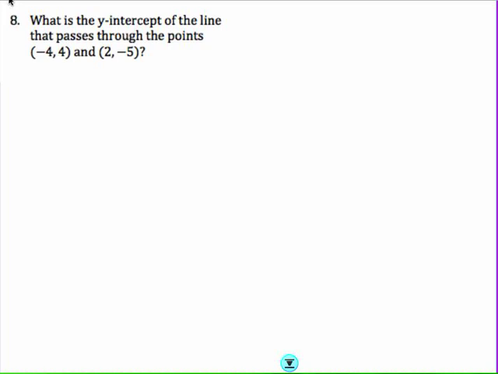Number 8, what is the y-intercept of the line that passes through these points? So what I did first is I found the slope of the line that passes through those 2 points, which is y2 minus y1 over x2 minus x1. In this case, I just substituted those values. You can take the time to label them, x1, y1, x2, y2.